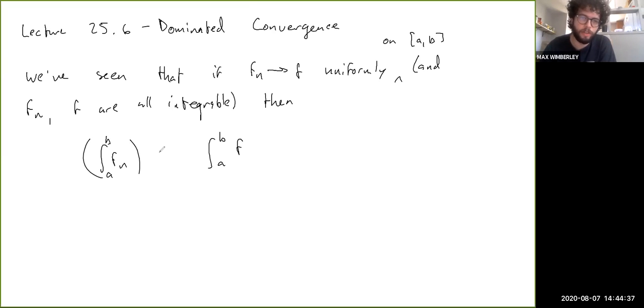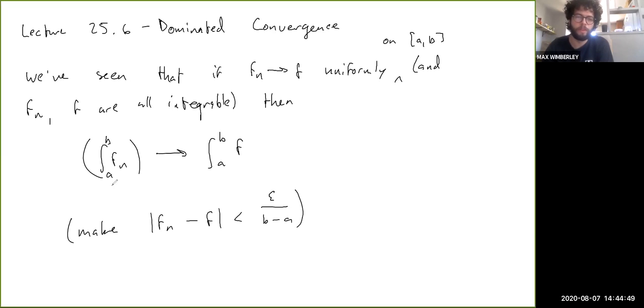And the gist of the proof there was that we make Fn minus f be less than epsilon over b minus a, right? So that way, if you integrate, the total error is bounded by b minus a times epsilon over b minus a. So yeah, that's the situation for uniform convergence.